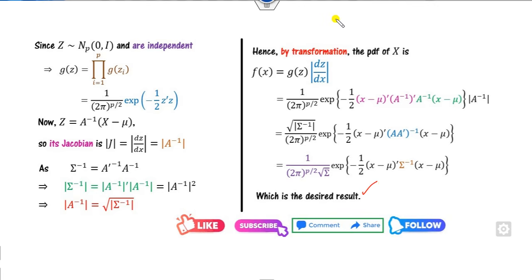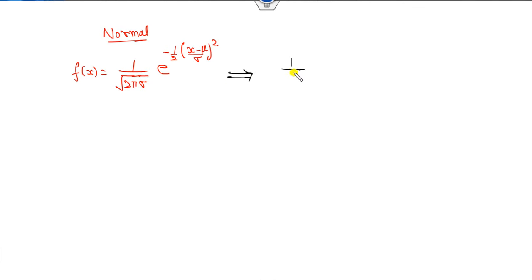And you can always remember that whenever you are talking about the normal distribution, what is the PDF? You can remember that it is 1 over root 2 pi into sigma, e to the power of minus half, x minus mu divided by sigma, whole square. Or you can write this in the form of 1 over root sigma squared, minus half x minus mu whole square, and you can see the same thing 1 over root 2 pi. Now here this is my single x.